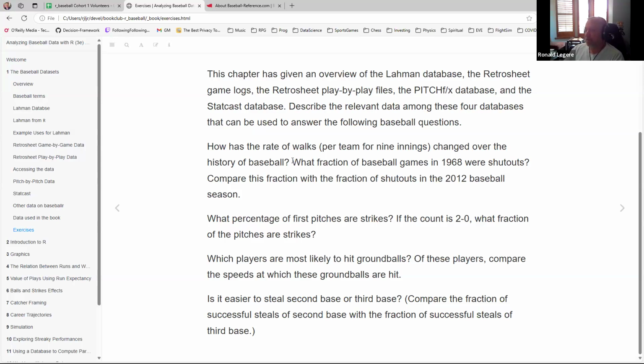I think you need the Retrosheet game by game. Yeah, Lahman doesn't have the game by game, right? So you're right, Retrosheet. That makes sense.